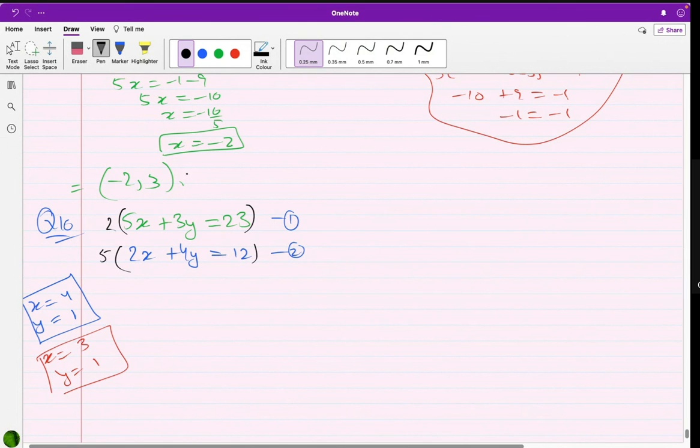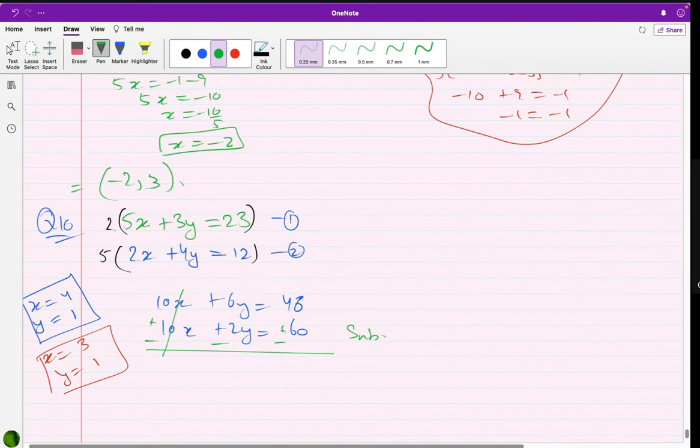This time I'm not using a negative sign, just to show you. So 2 times 5 is 10x, 2 times 3 is 6y, 23 into 2 is 46. Secondly, 10x, 5 times 4 is 20y, and 5 into 12 is 60. Now I can see that x are the same and the sign is also the same, so I'm subtracting it. So signs change. We get rid of x, and this is 6 minus 2 is 4y, and 46 and 60.